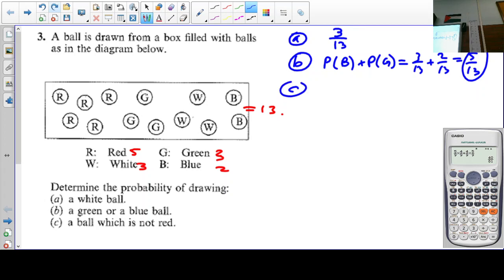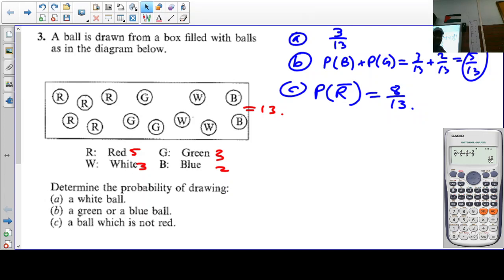A ball which is not red. So how many balls are red? 5. How many balls are not red? 8. So in other words, the probability that the ball is not red is going to be 8 over 13. Okay, any questions here, people? Any confusion? No. Right, let's do question 5.